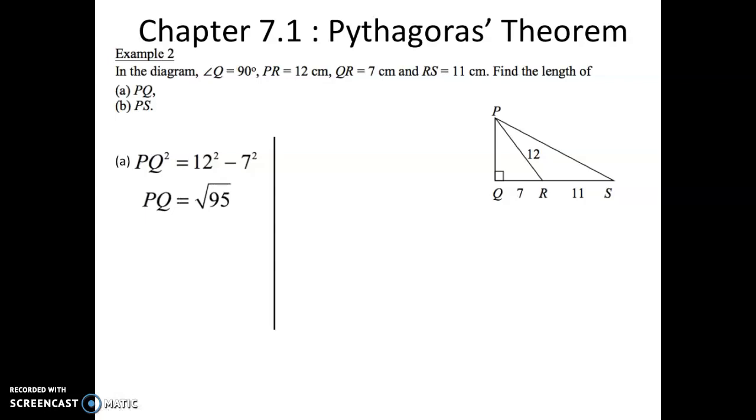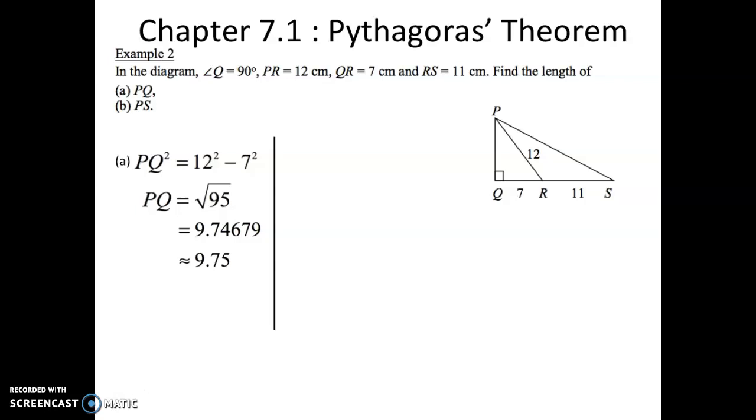Hence, PQ will be equals to square root of 95, which gives me 9.74679. Do take note that this step is important. You must write down more significant figures first before rounding off to your final answer with 3 significant figures rounding off.